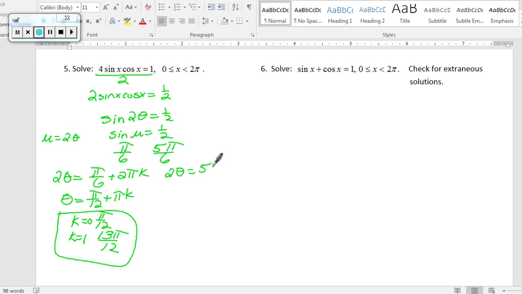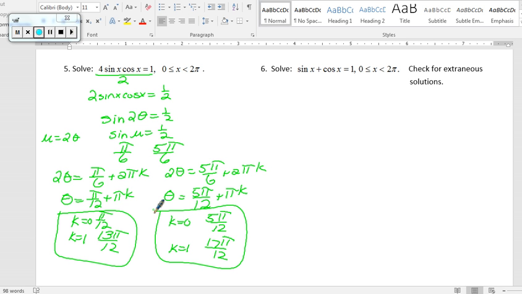So 2 theta is equal to 5 pi over 6 plus the general term to help us come up with our solutions. Dividing everything through by 2, I got 5 pi over 12 plus pi k. If I let k equal 0, we get 5 pi over 12. If I let k equal 1, I'm going to add 12 pi over 12. That is 17 pi over 12. Still, if I let k equal 2, again, we'd go past one full rotation, so we're going to stop there. Those are the 4 solutions.